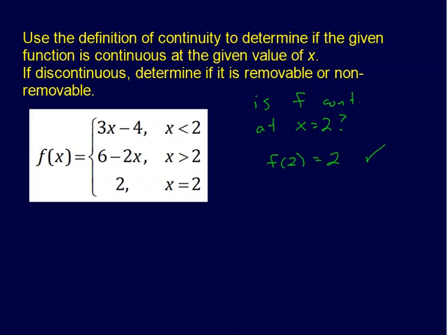The second part of the definition is I need to look at the limit as x approaches 2. But now, since this time there is a different expression when x is less than 2 than there is when x is bigger than 2, we need to examine this limit in parts, which means we'll take a look at the limit approaching 2 from the left, and we'll take a look at the limit approaching 2 from the right. Now notice when I'm coming from the left, that would imply that x is less than 2, so I'm really using 3x minus 4 for that part. And if x is approaching 2 from the right, that would imply that x is greater than 2, and I have to use the second rule, 6 minus 2x.